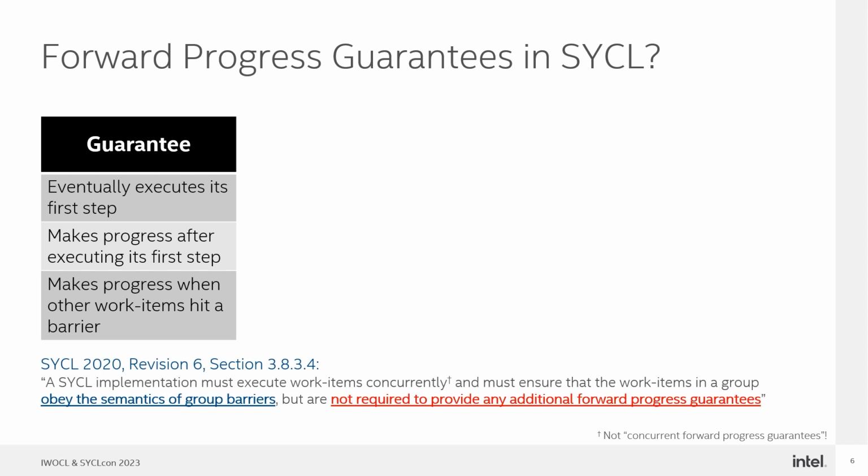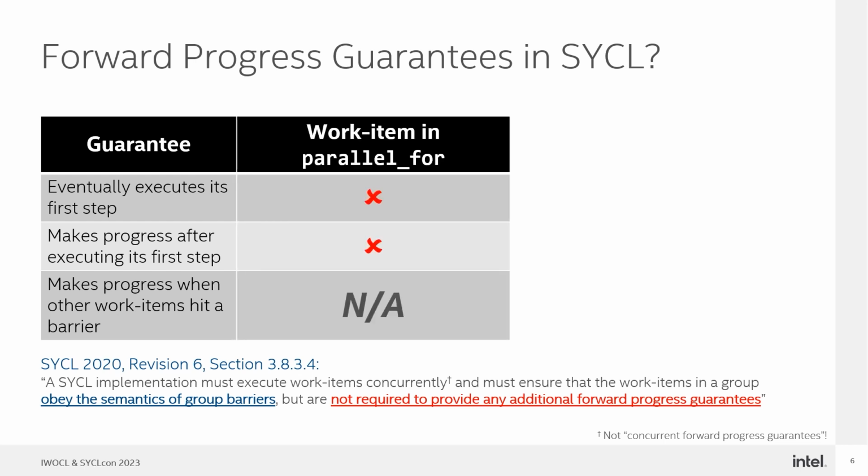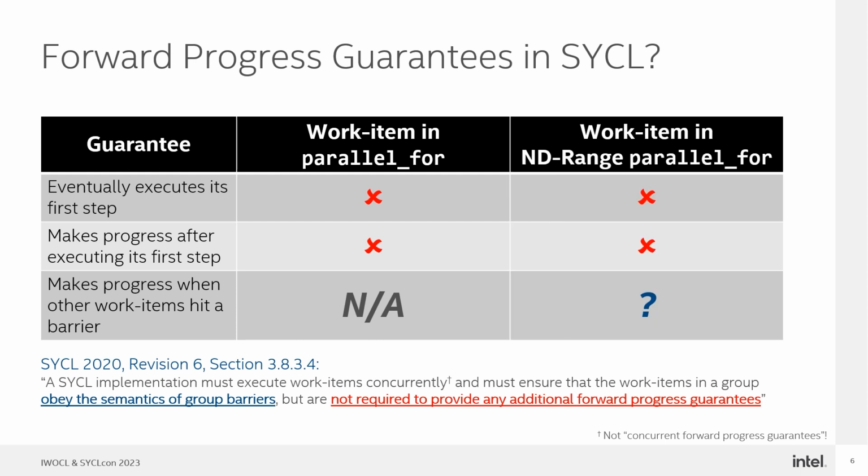Okay, so let's look at the different types of work items in SYCL and which of these guarantees they have. So in a basic non-ND range parallel for, SYCL is clear that no special forward progress guarantees are required. So we have a no for the first two rows. And basic parallel fors can't call barriers, so the third row just doesn't apply. In an ND range parallel for, the first two rows are also a no for the same reason. But whether we should have a yes or a no for the third row depends on what we think the semantics of group barriers means. And this is what I meant before when I said that SYCL isn't very clear about how barriers are supposed to work.